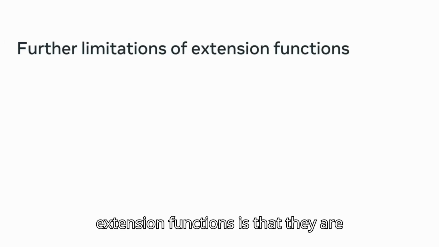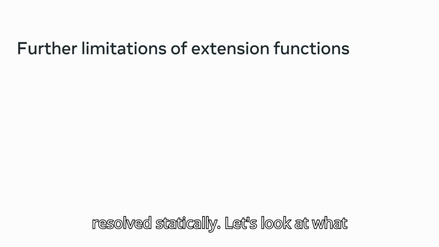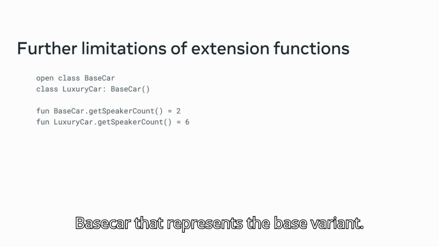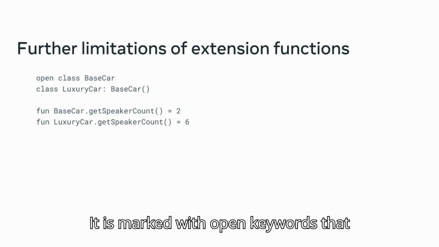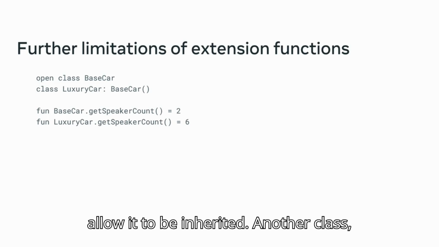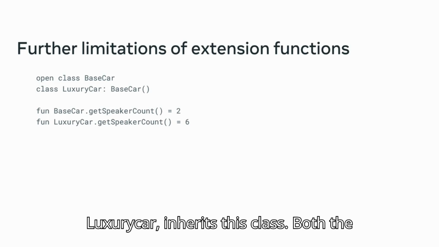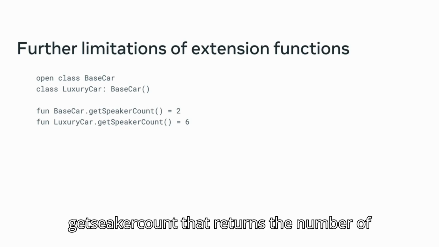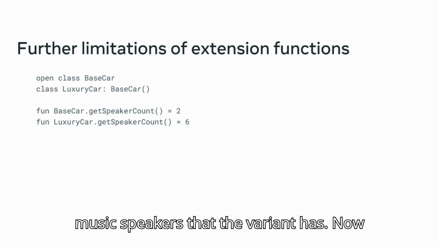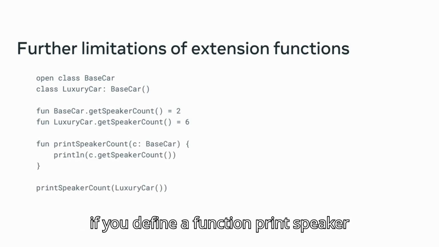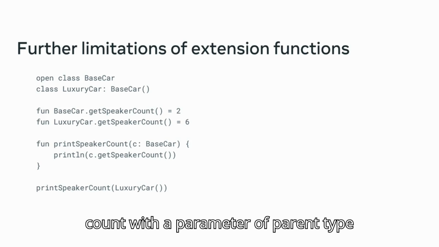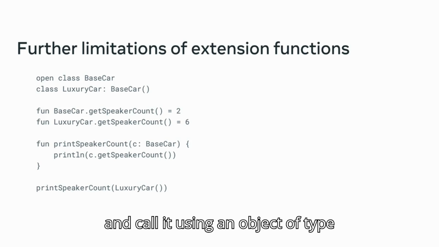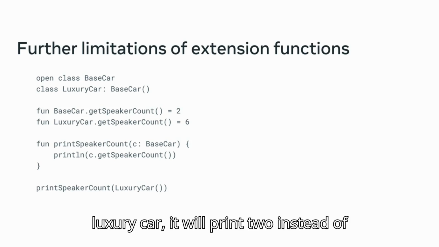Another limitation of extension functions is that they are resolved statically. Let's look at what that means. Say you have a class called base car that represents the base variant. It is marked with the open keyword that allows it to be inherited. Another class, luxury car, inherits this class. Both the classes define a function called getSpeakerCount that returns the number of music speakers that the variant has. Now, if you define a function printSpeakerCount with a parameter of parent type base car that prints its speaker count and call it using an object of type luxury car, it will print 2 instead of 6.